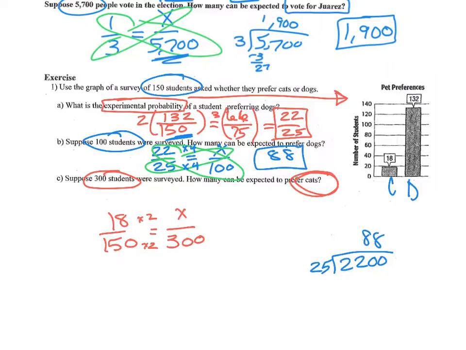It'd be 36. Good. I'm allergic to cats. I'm allergic to cats too. My mom is.